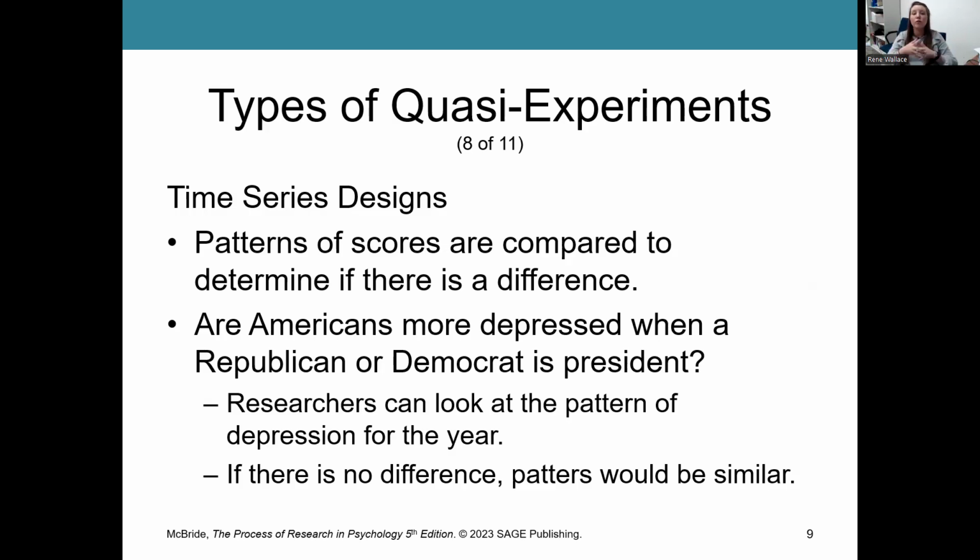And so to really be able to tell that, you wouldn't ask it one time in January of an election year, right? You would ask it repeatedly, the same group of people for about a year, and then you would compare all of those scores together to see if there was a difference or not.